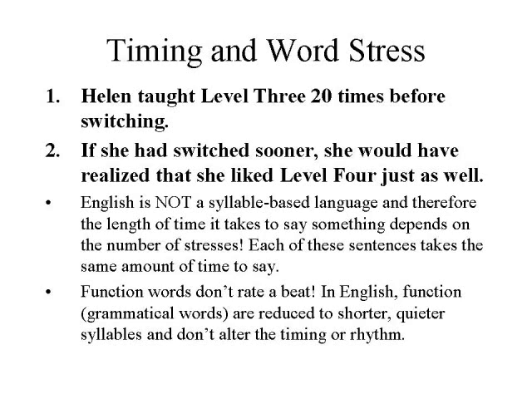Number 2 is a conditional sentence, and it has a lot of grammar words or function words. And so the content words there are switched, sooner, realized, liked, level, for, and well. And the rest of the words are reduced. So in my dialect of Canadian English, I would say, if she had switched sooner, she would have realized that she liked level 4 just as well.